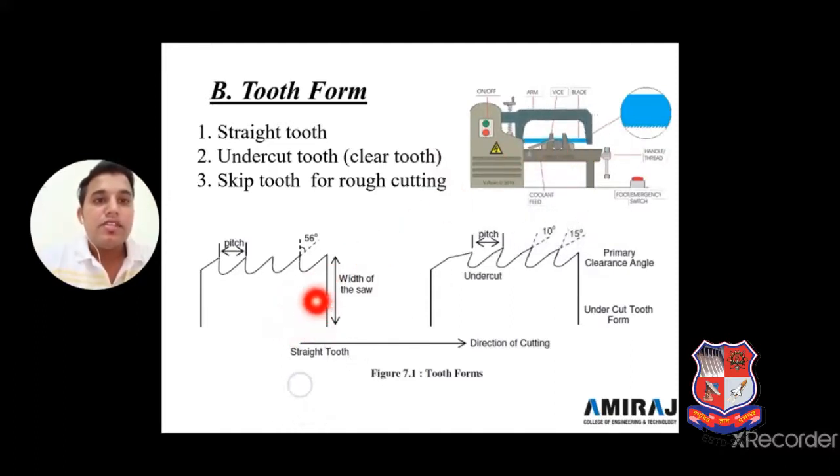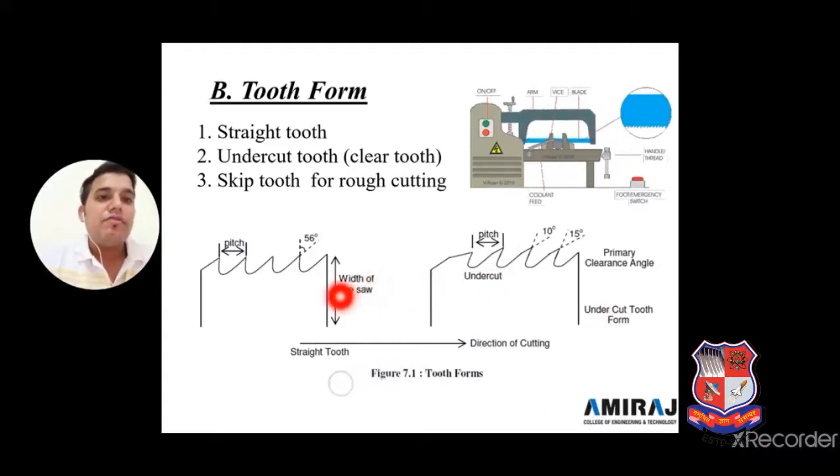So here is the pitch. These are the different angles. So this is the undercut. Undercut means we are providing the clearance and all this. So this is the straight direction of the cutting, and this is the weight of the saw. This is a primary clearance angle, and the undercut tooth form. So basically what form we have to learn.